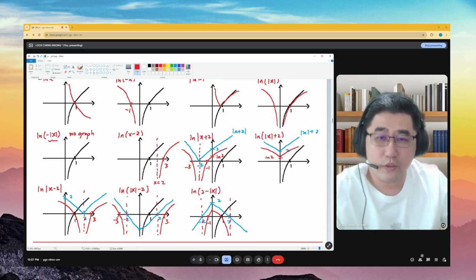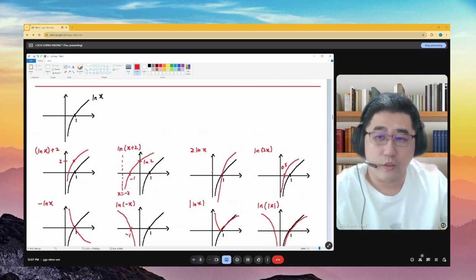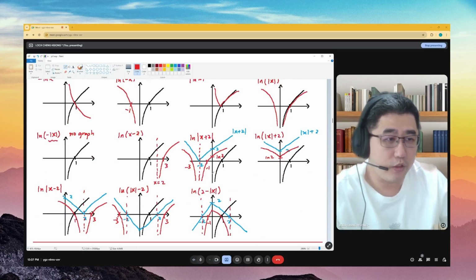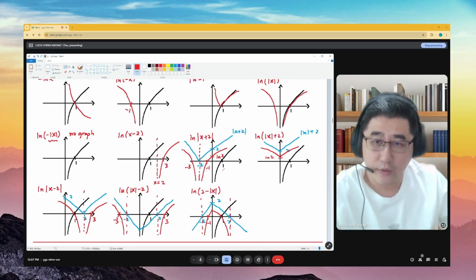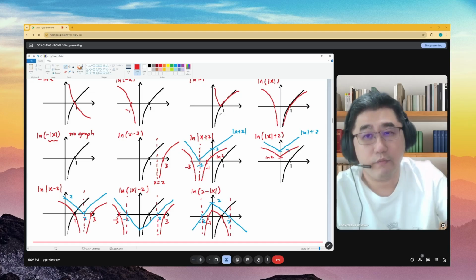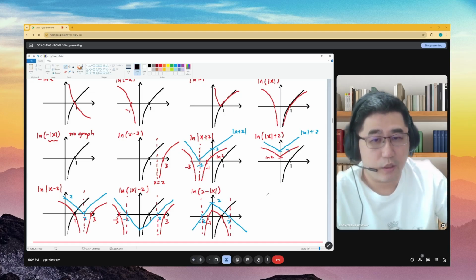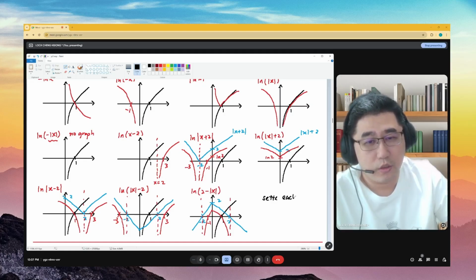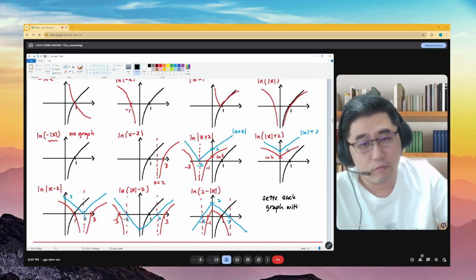Of course, over here, you will need to learn how to do the graph transformation. In the event that the questions appear, you are expected to know how to draw each of these graphs. You need to practice to settle each graph within 3 minutes.